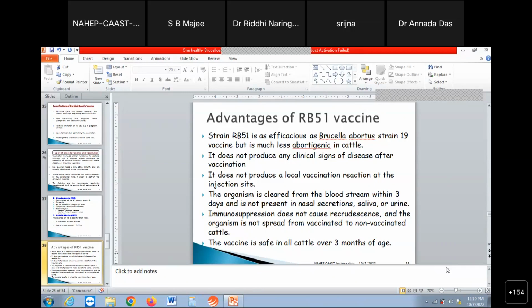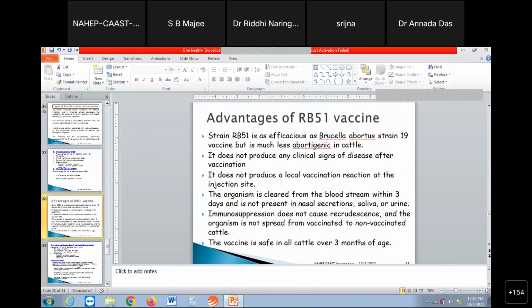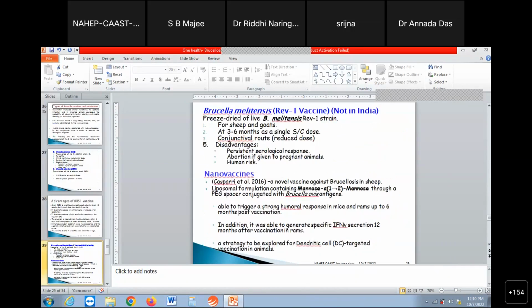Now, with all these advantages also, the vaccine is not very readily available. So therefore, we still cannot use this vaccine. Now, as far as Rev1 is concerned, it is not used in India. Again, there is a risk if given to pregnant animals. There is a human risk involved. So therefore, it is not used. Now, what is the alternative? The alternative is to use a nano vaccine.